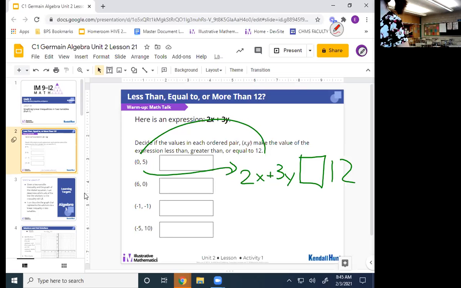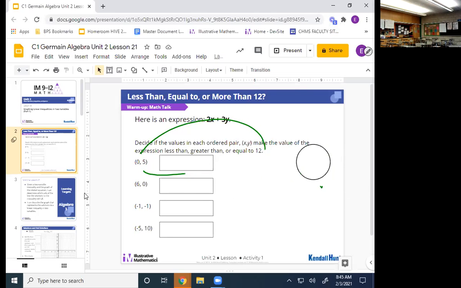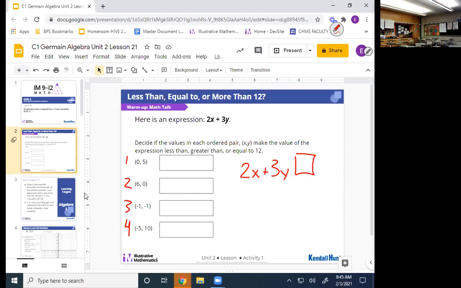I'm going to erase this here. Actually, I'm going to write that back up. 1, 2, 3, 4. 2x plus 3y, and then we're going to do a box with the number 12.